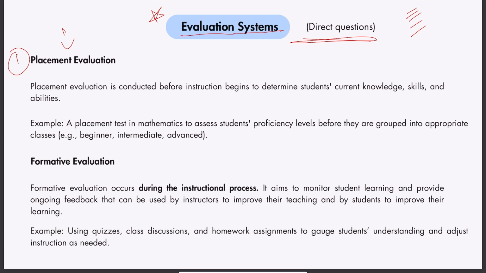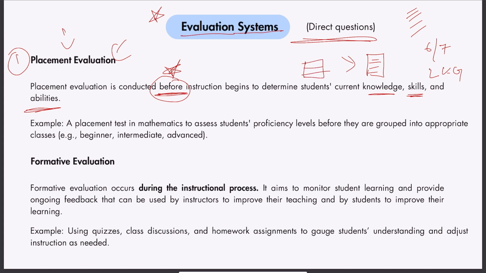So, first is placement evaluation. Placement evaluation is conducted before the instruction. This is a key term that you have to know, to determine a student's current knowledge, skills, and abilities. For example, when you were joining school in class 6 or class 7 or even in LKG, you were given an exam to write. That is like placement evaluation, to evaluate whether you will be able to fit in this particular course or not. So before the instruction, to determine the student's current knowledge.